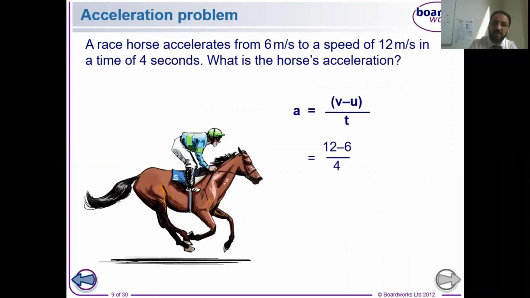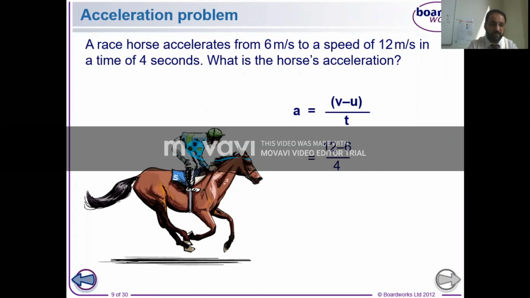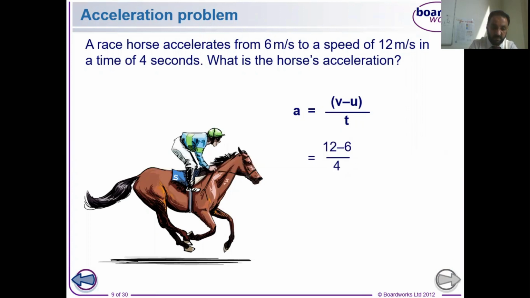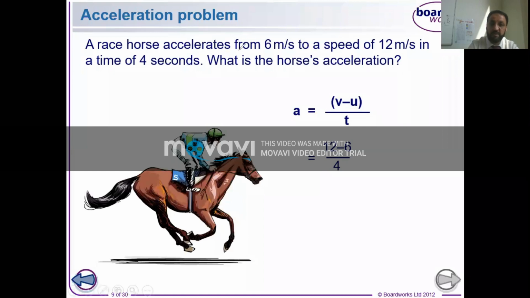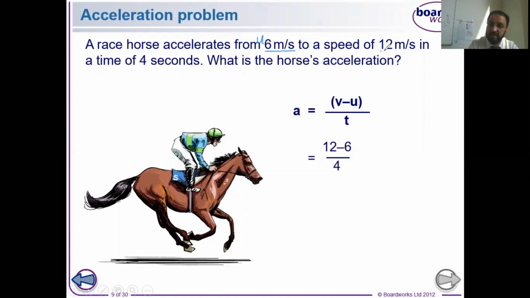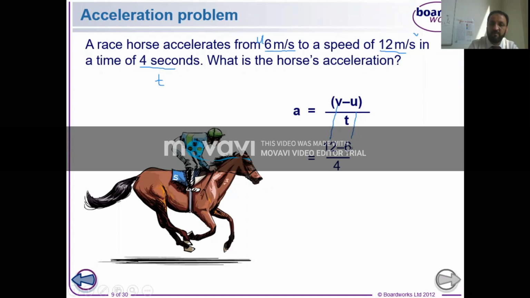In this case, you can see a horse accelerates from 6 meters per second to a speed of 12 meters per second in a time of 4 seconds. What is the horse's acceleration? a equals v minus u by t. So this is the formula, as I told you. The race horse accelerates from 6 meters per second, so this is u, the initial speed. This is the final speed v, and this is time t. So v is 12, u is 6. 12 minus 6 is 6, divided by 4, just simplify. Acceleration is 1.5 meters per second squared.